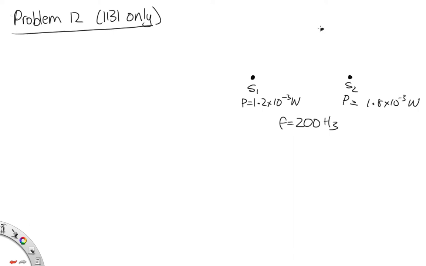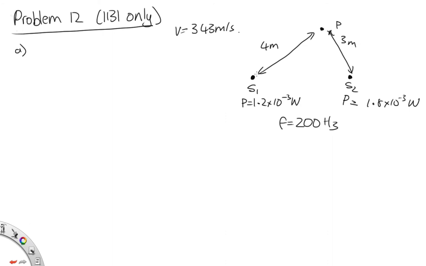We consider a point P here, which is 3 meters from speaker 2 and 4 meters from speaker 1. And these speakers are vibrating in phase. Okay, and this is sound, so we'll take its velocity through air as 343 meters per second. Now part A, we're asked how are the phases of the two waves arriving at P related?